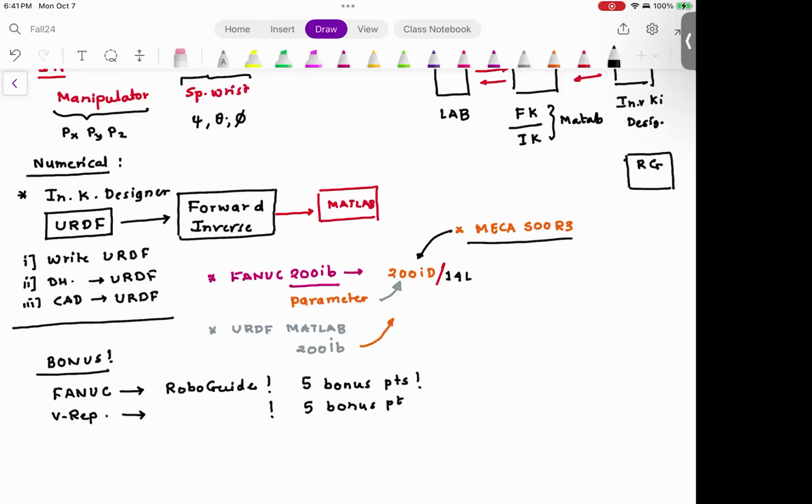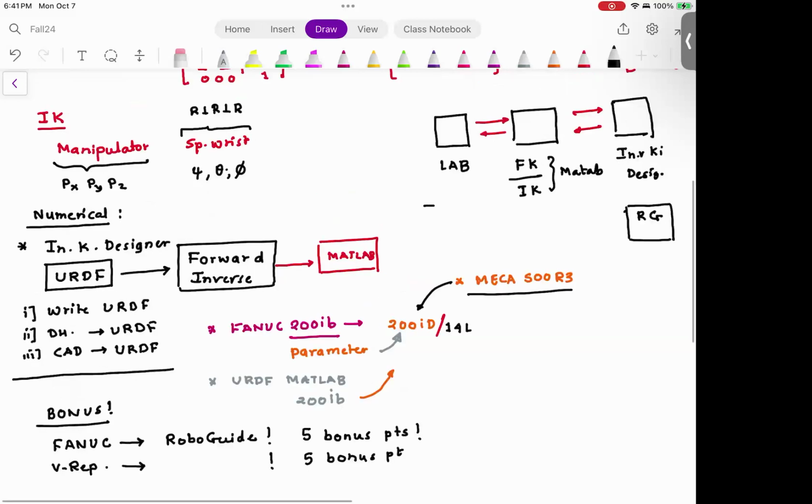So this is what is needed for the current assignment. If you do RoboGuide, forward and inverse kinematics, you get 5 points extra. If you do forward and inverse kinematics with VREP, you get 5 points extra.